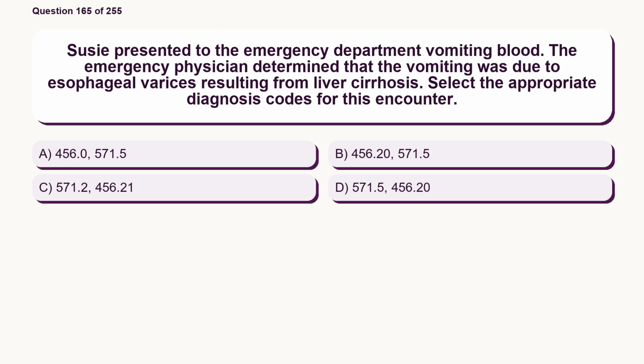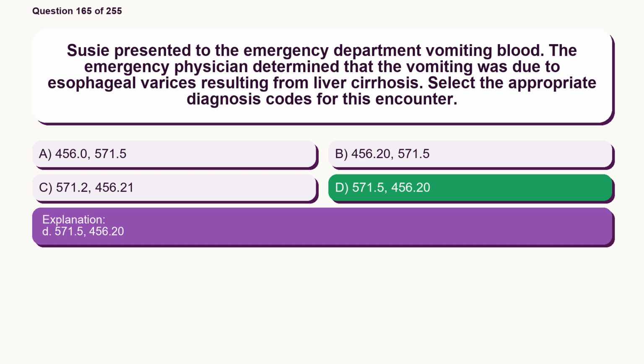Option A, 456.0, 571.5. Option B, 456.20, 571.5. Option C, 571.2, 456.21. Option D, 571.5, 456.20. The correct answer is option D, 571.5, 456.20.